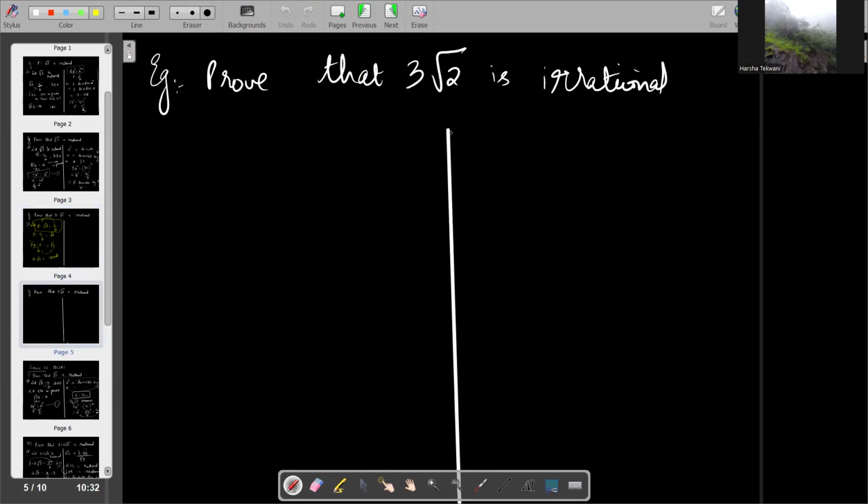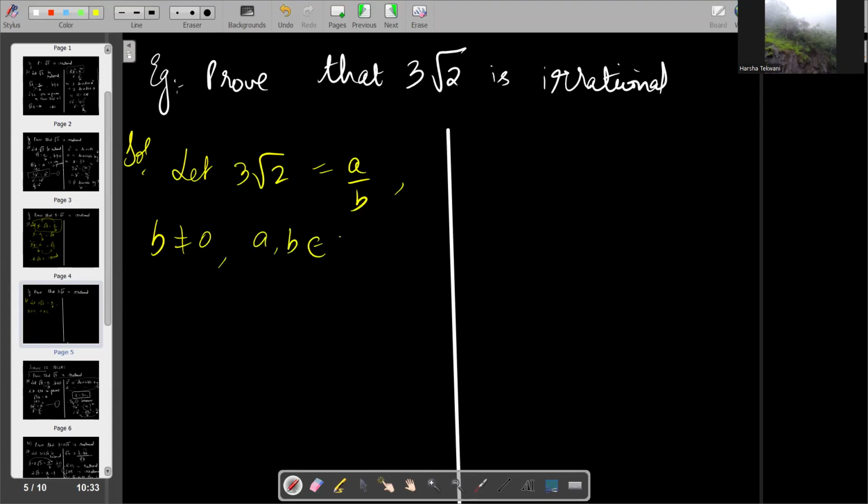Same procedure here. Prove that 3 root 2 is irrational. Let 3 root 2 be expressed in the form a by b, b not equal to 0, a and b belong to integers and are co-prime. So let's do one thing. We'll leave this root 2 here itself. Let us send 3 down.